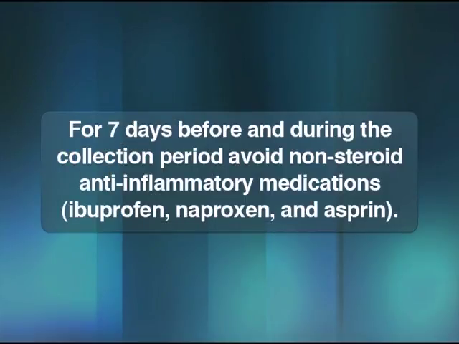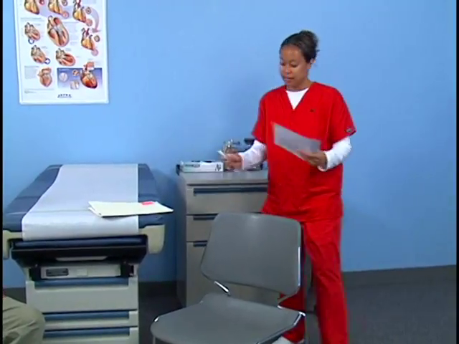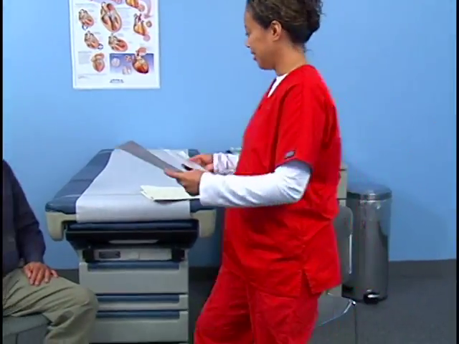For 7 days before and during the stool collection period, instruct the patient to avoid non-steroid anti-inflammatory drugs such as ibuprofen, naproxen, and aspirin. Acetaminophen or Tylenol can be taken as needed. Encourage the patient to adhere to the diet and medication modifications because improper patient preparation can lead to inaccurate test results. Provide the patient with the Hemoccult slide test kit.